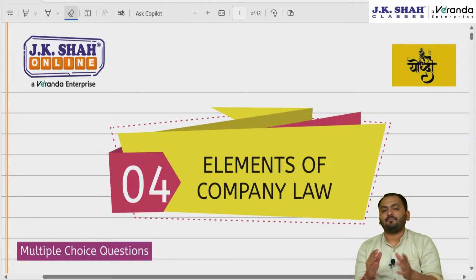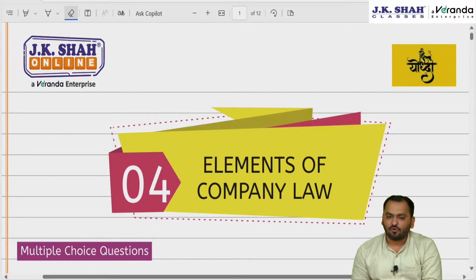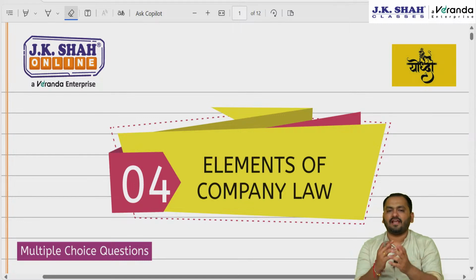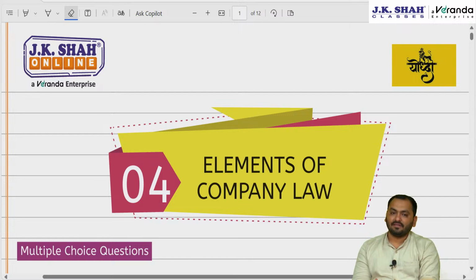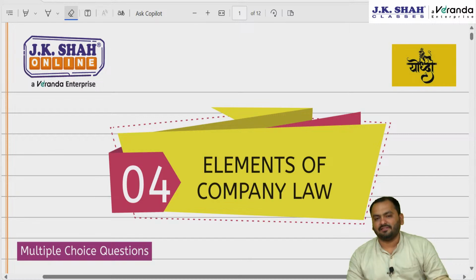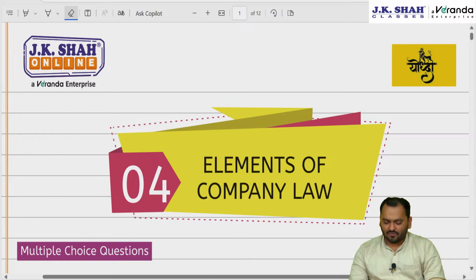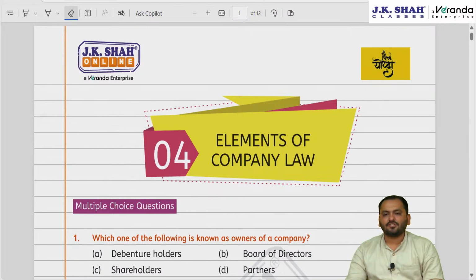Yes, you know, this chapter is very important. Exam point of view also, knowledge point of view also. All my CS aspirants, you know, the role of CS is directly connected with Companies Act. Yes, as a CS is a legal advisor for the companies, right? So friends, now let's go. Let's start without wasting any time. So are you all ready?